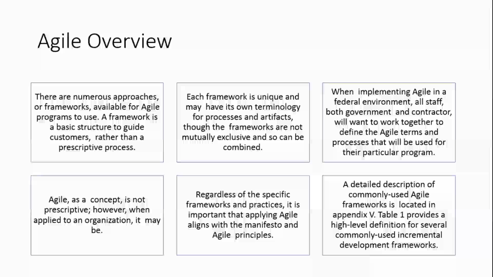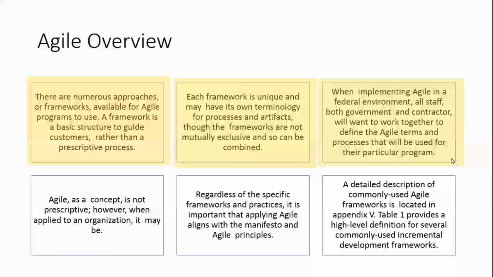Moving on to an Agile overview here. There are numerous approaches or frameworks available for Agile programs to use. A framework is a basic structure to guide customers rather than a prescriptive process. Each framework is unique and may have its own terminology for processes and artifacts, though the frameworks are not mutually exclusive and so can be combined. When implementing Agile in a federal environment, all staff, both government and contractor, will want to work together to define the Agile terms and processes that will be used for their particular program.